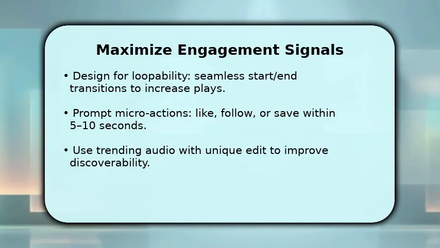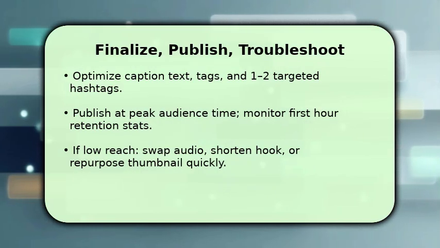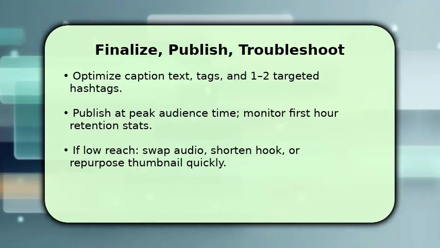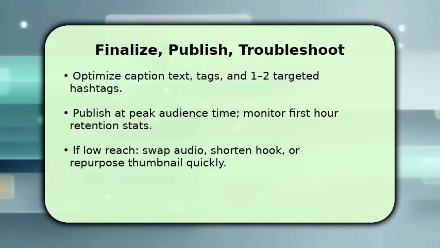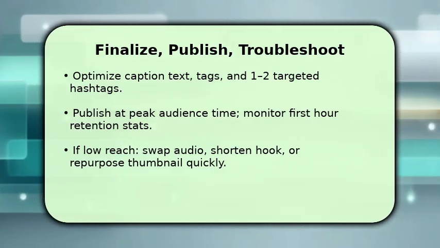Finish by optimizing metadata and timing. Write concise captions, add 1 to 2 targeted hashtags, and schedule release when your audience is active because early traction signals distribution. Once live, monitor first-hour retention and interaction. Those metrics determine whether the short scales. If reach is poor, act fast: swap the audio, tighten the hook to 2 seconds, or change the thumbnail and repost. This troubleshooting loop is essential.